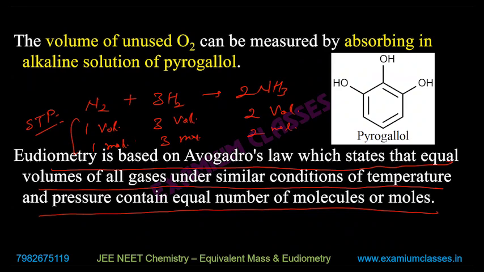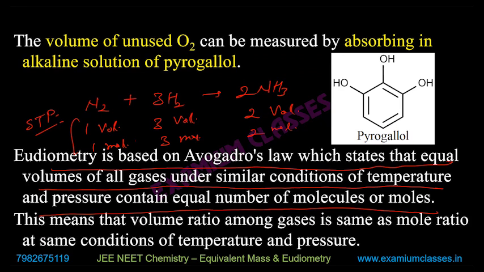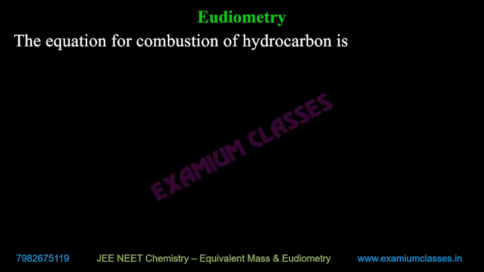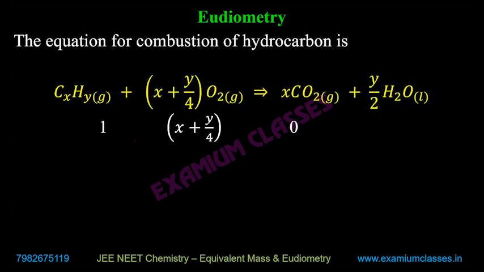And that is actually Avogadro's law, which says that equal volumes have equal numbers of moles. The ratio of volumes is the ratio of moles. The equation for combustion of a hydrocarbon, which I asked you, is this one, which you have told me already. CxHy plus (x plus y/4) O2 will give you x CO2 plus y/2 H2O. How we will use it in eudiometry, that's what I'm going to explain.